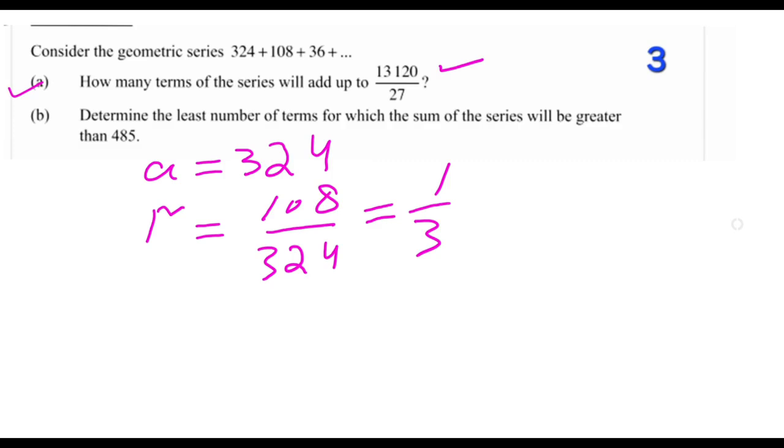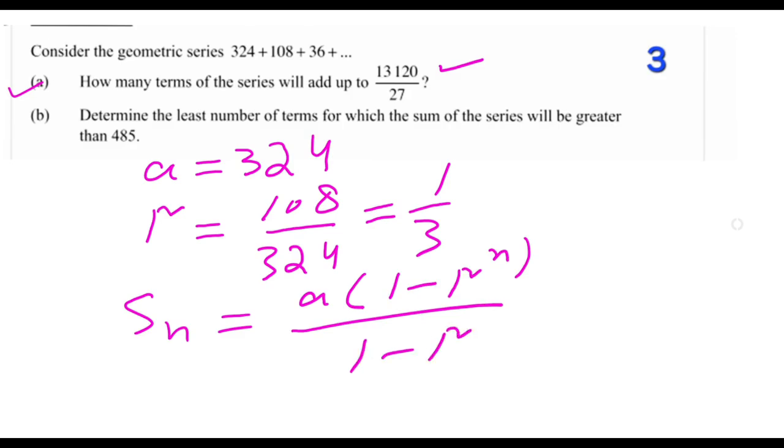Here the ratio r is less than 1, so I can use the formula for r less than 1. Even if I want to use the formula for r greater than 1, I can. It doesn't matter, both formulas are equal to each other. So I'm going to use this formula: Sn is equal to A times the bracket 1 minus r power n over 1 minus r.